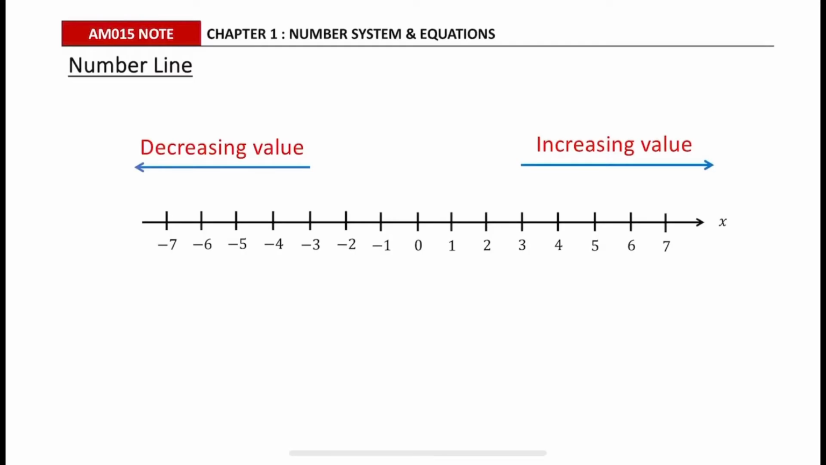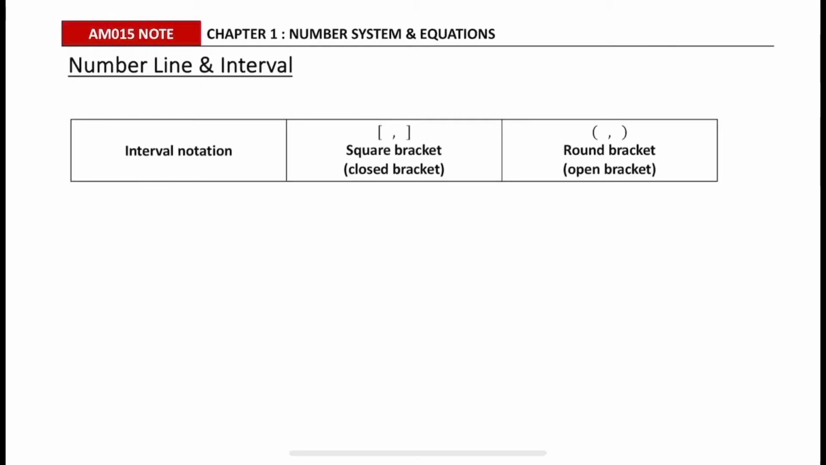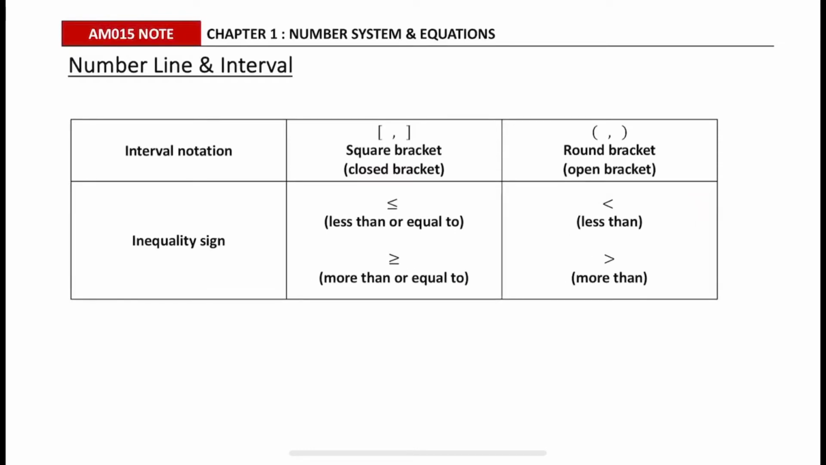Because we can't list every single real number between any two numbers, we use interval notation. The interval notation is written using the square bracket or round bracket. The square bracket is also known as the close bracket, and the round bracket is also called the open bracket. There are 4 types of inequality sign, which are less than or equal to, more than or equal to, less than, and more than.